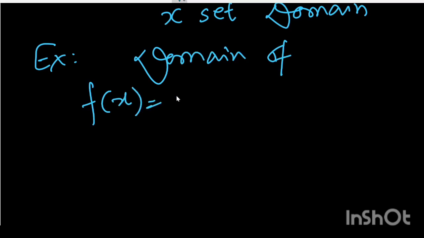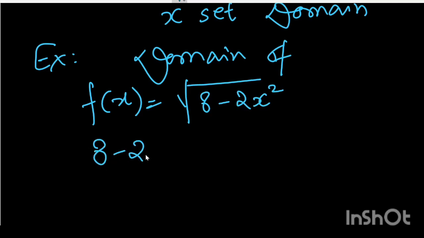Okay, for example, if you take an example like, what is the domain of h(x) equals under root of 8 minus 2x square, guys. So 8 minus 2x square is the inside function. Let's name it f(x) because it may create confusion. So this inside function is f(x).